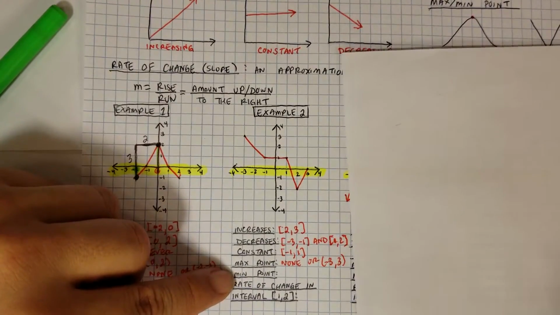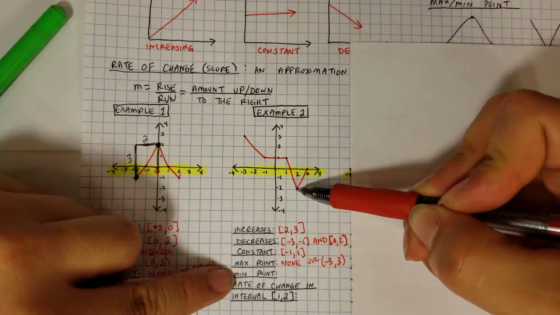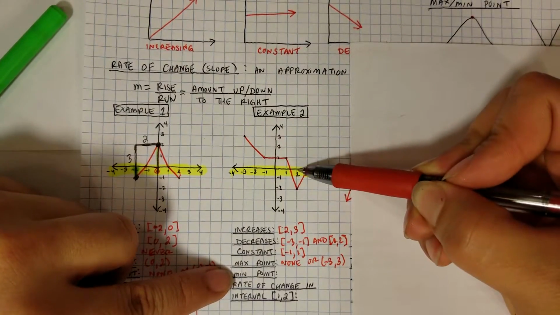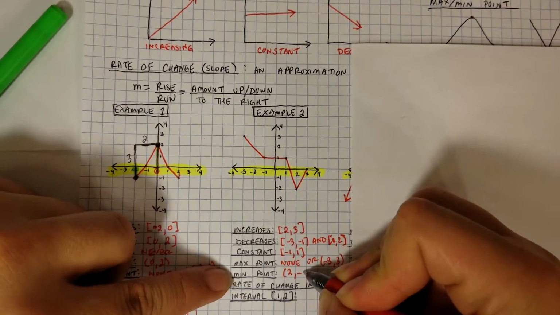Do we have a minimum point? Do we have a peak at the bottom? Well, yes, we do. This is actually that point right there, right? That's the lowest point. If you were to graph that point, it's 2 to the right and then down 2. So 2 to the right, down 2, which is 2 comma -2.